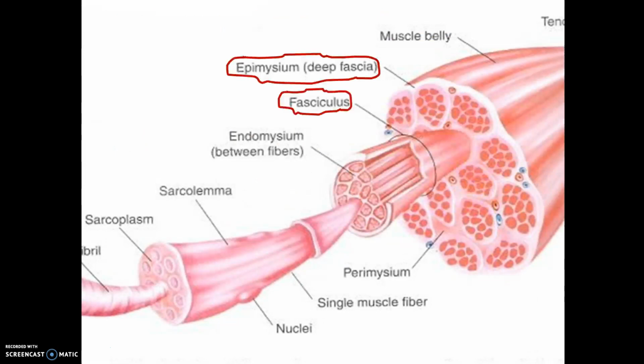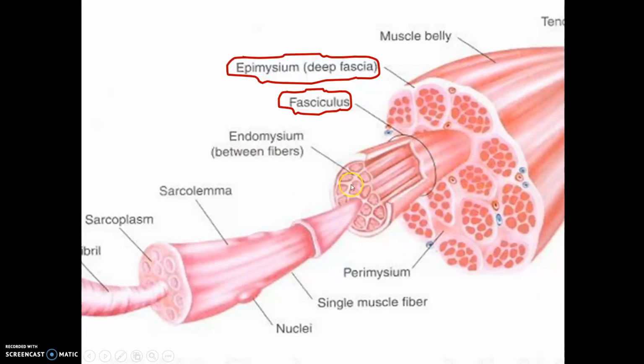So remember, epimysium surrounds it. The fasciculus is one, fasciculi is many. You see, these fasciculi are made of many little fibers. Each fiber is actually the muscle cell. Endomysium is inside, endo, inside. It surrounds the muscle fibers and insulates them.